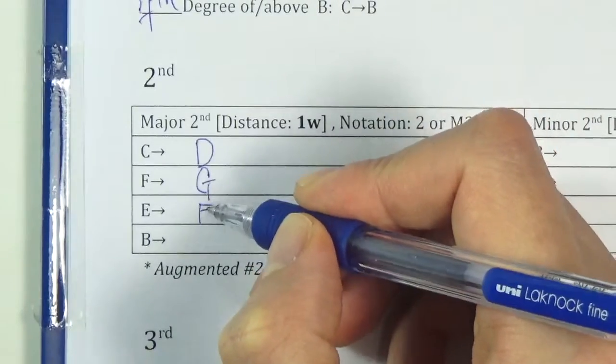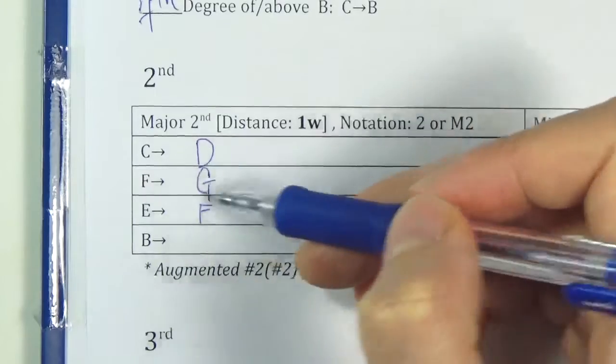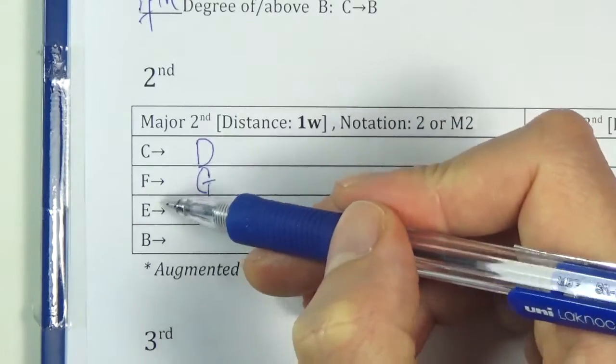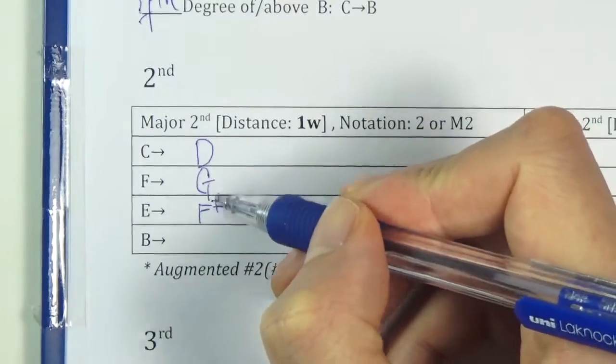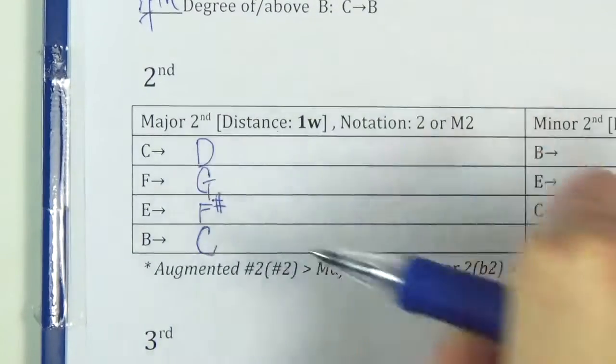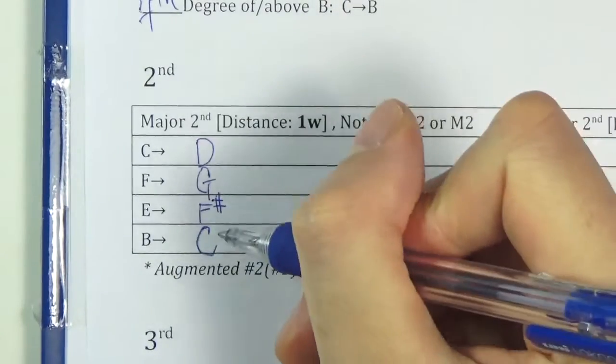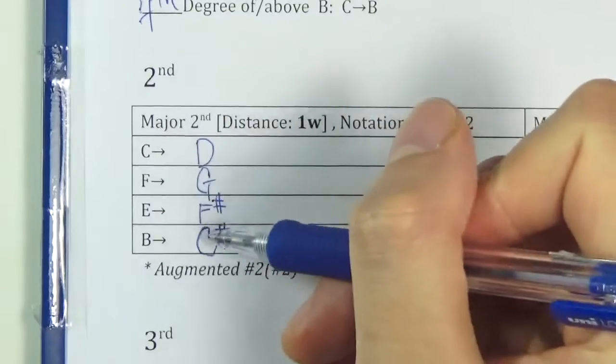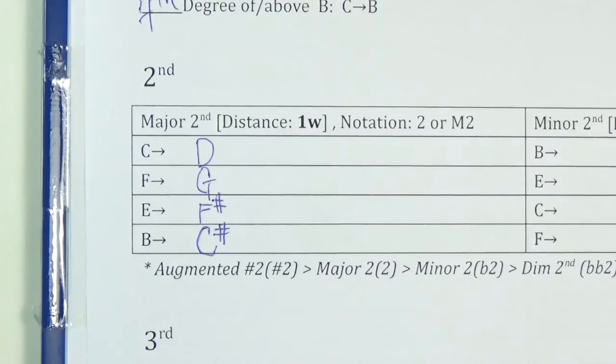E, F: two fingers, two letters. But then they're only a half step apart, so I have to make this one an F sharp. Same case here: B to C. B, C sharp, since B and C are naturally only a half step apart.